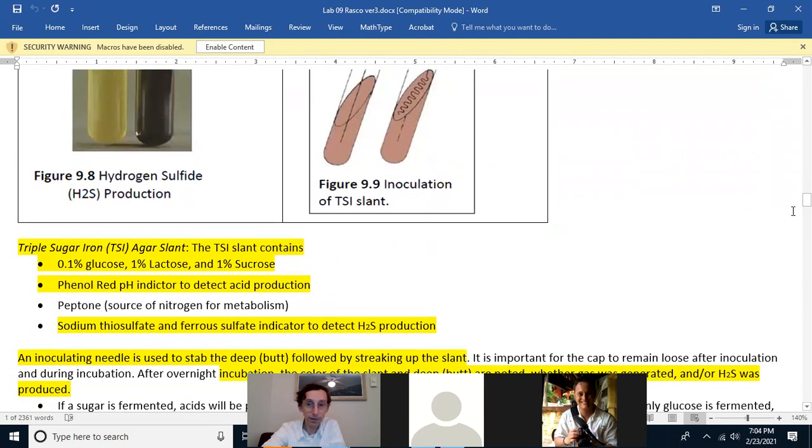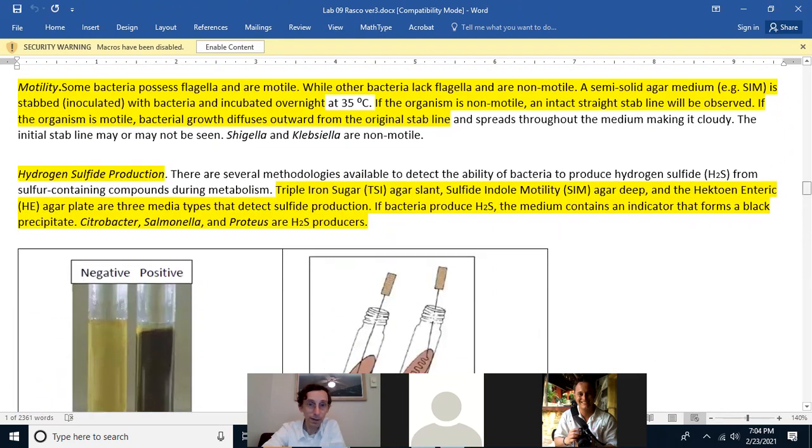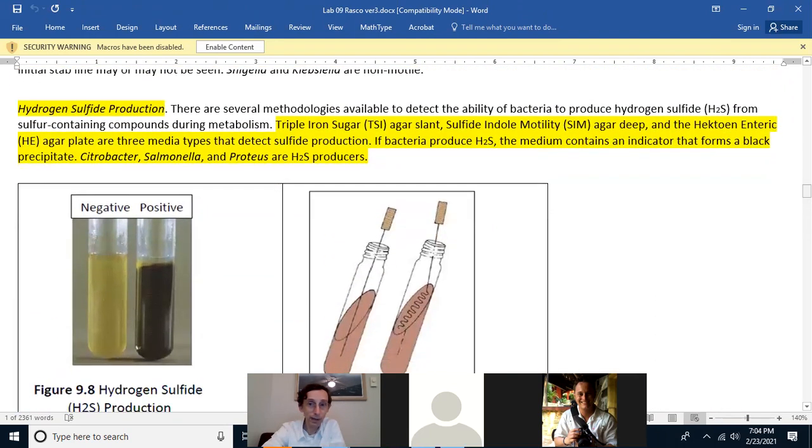And that looks like the only tube we're going to look at, but there are 3 other ways to look at hydrogen sulfide. You could look at it in a SIM tube, where it also turns black, and you can look at it in the HE agar plate, where the colony is black, or it's black right around the colony, if the bacteria produces hydrogen sulfide.